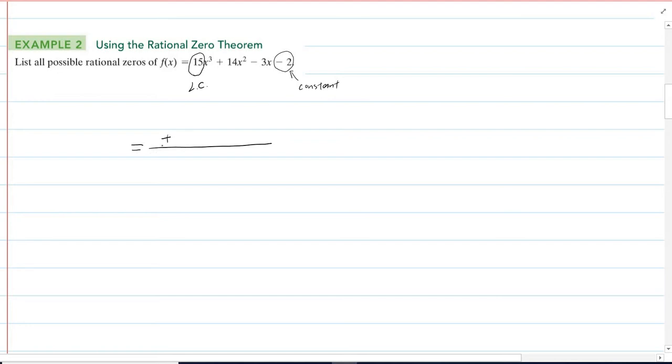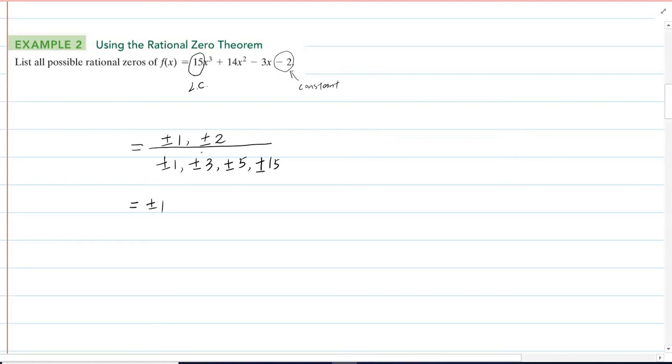We're going to have positive and negative 1, 2. For the factors of the leading coefficient, we're going to have positive and negative 1. We're also going to have positive and negative 3, because 2 wouldn't work. And then we have positive and negative 5, positive and negative 15. So once we have this, again, you just separate them. I'm not going to write step by step.